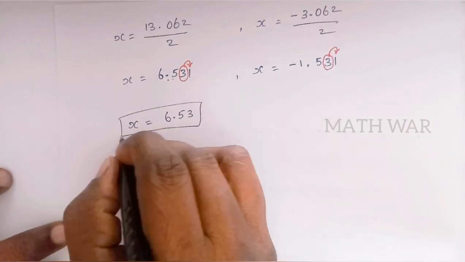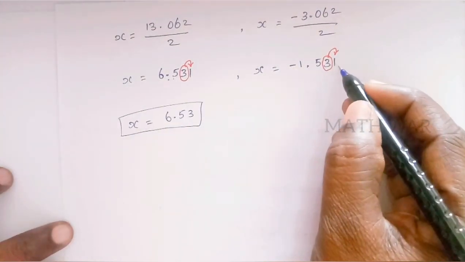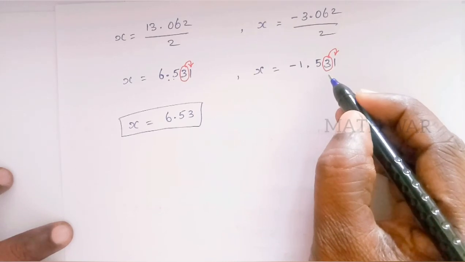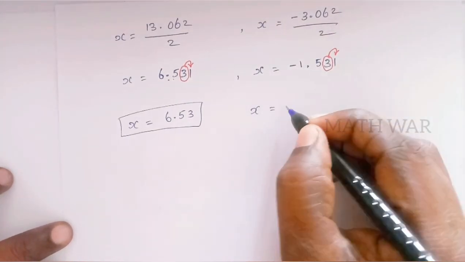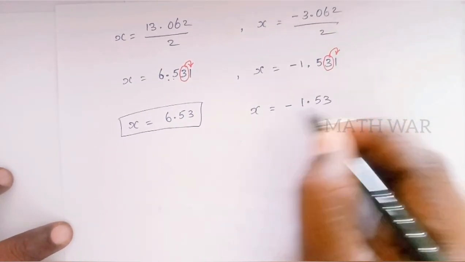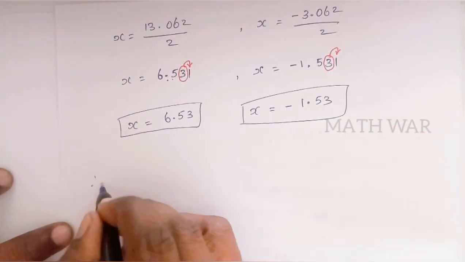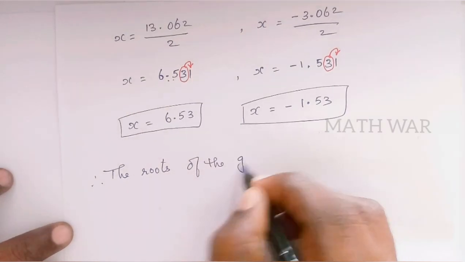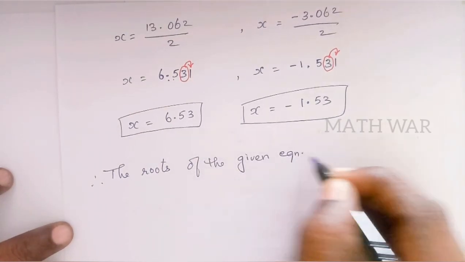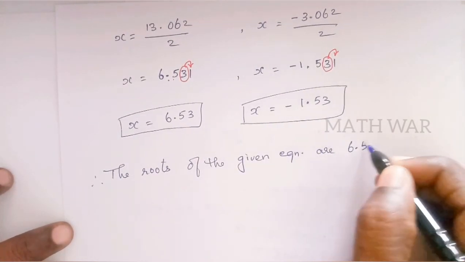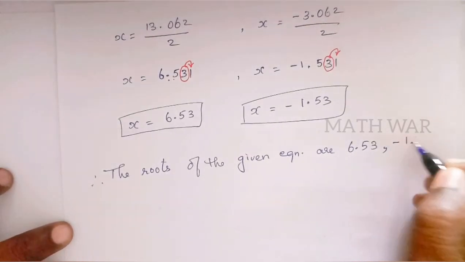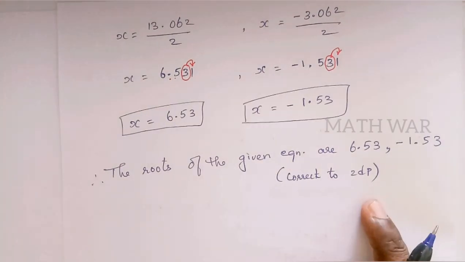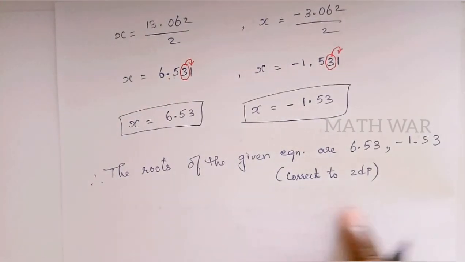After correction, 6.53 is the answer. Here also, the next digit to 3 is less than 5, so we don't want to add anything here. As it is, we can write x is equal to minus 1.53. Therefore, the roots of the given equation are 6.53 comma minus 1.53. You should mention correct to 2 decimal places. It is corrected to 2 decimal places, that is what we mentioned here.